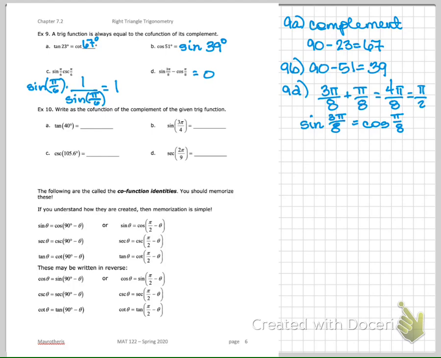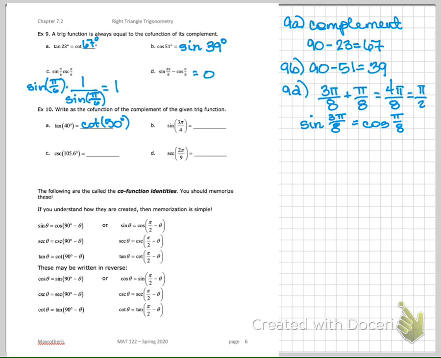Okay. Same thing on exercise 10, just a couple more. The cofunction of tangent is cotangent. So we're looking for the cotangent here. The complement of 40 degrees is 50 degrees. 50 plus 40 adds to 90.